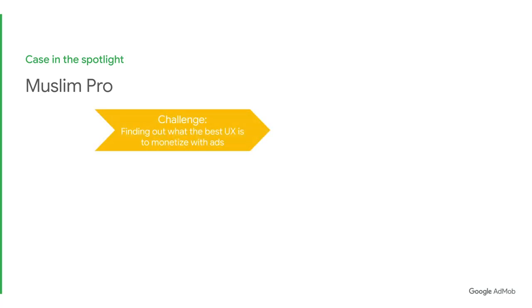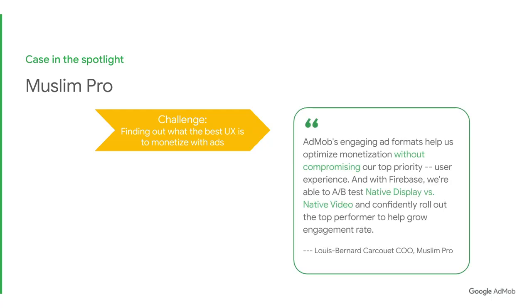Their challenge was to create the best user experience while also maximizing monetization. But they didn't know what the best user experience entailed and what type of ad format suited them best. So, they engaged in A/B testing for native display and native video. In doing so, they found their optimal ad formats and implementation technique. This resulted in a 43% increase in eCPMs and a respective 30% rise in revenue.